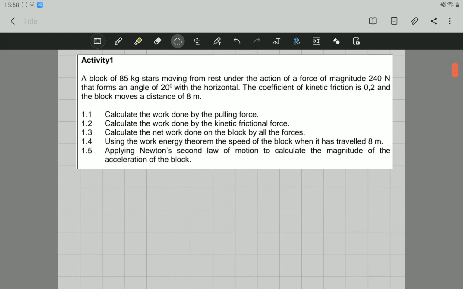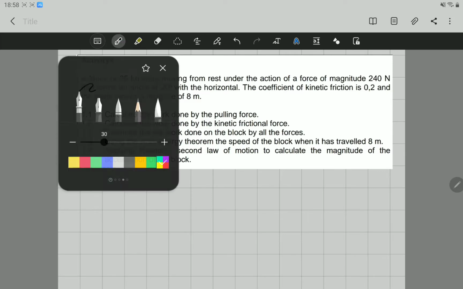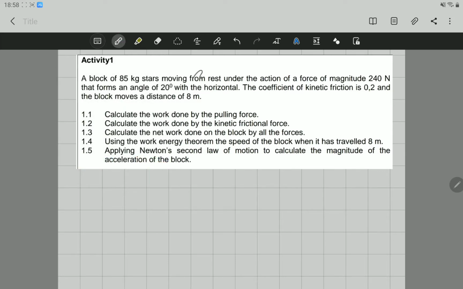The question says: a block of 85 kilograms starts moving from rest under the action of a force of magnitude 240 Newton. Starting from rest means that the initial velocity is equal to 0. The force forms an angle of 20 degrees with the horizontal. The coefficient of kinetic friction is 0,2 and the block moves a distance of 8 meters.